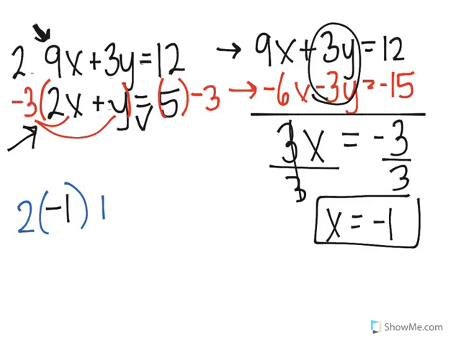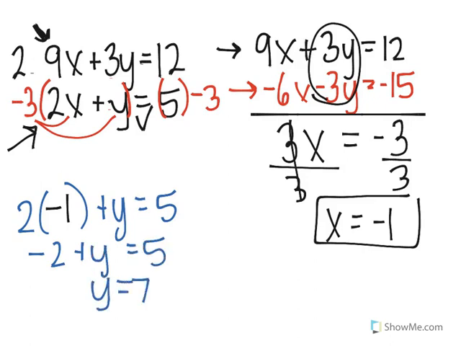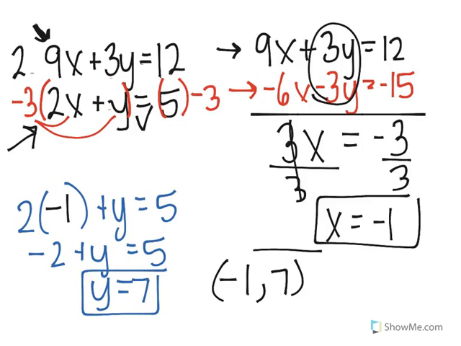And then add y, and that equals 5. So I end up with -2 plus y equals 5, or y equals 7. So my ordered pair here is (-1, 7).